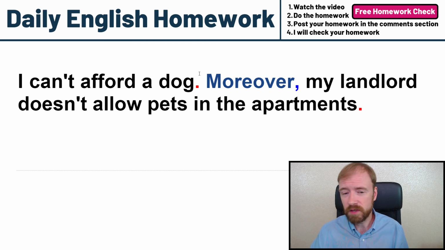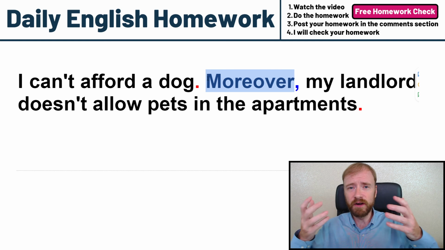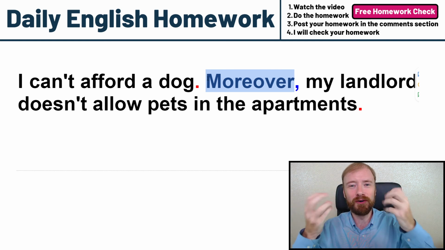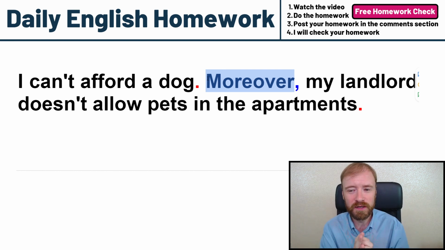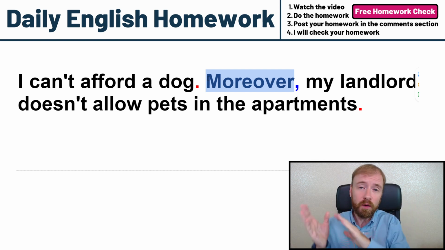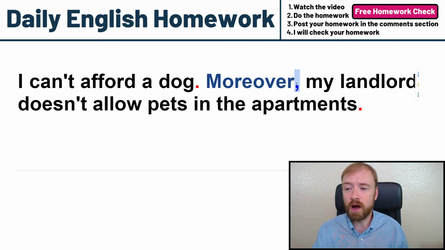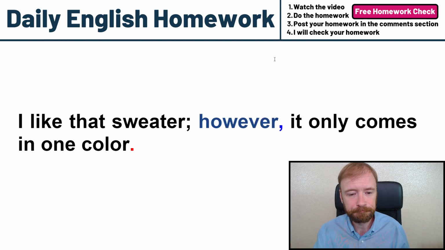I can't afford a dog. Moreover, my landlord doesn't allow pets in the apartments. All right, so moreover is like a very strong also, more formal, more academic also, but moreover, it's a great word to use, especially in your essays. So I can't afford a dog, period. That sentence is finished, but I want to give more information. I'm going to use moreover. Moreover, comma, my landlord doesn't allow pets in the apartments.